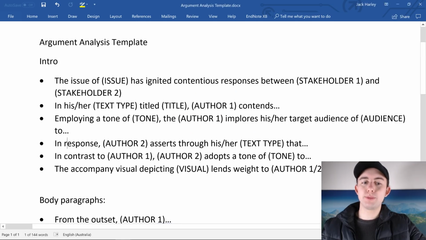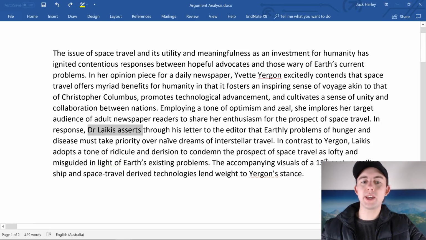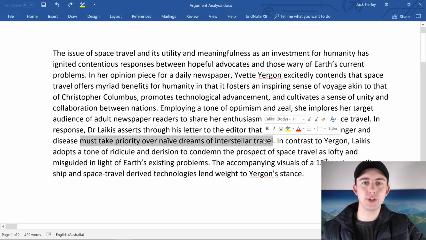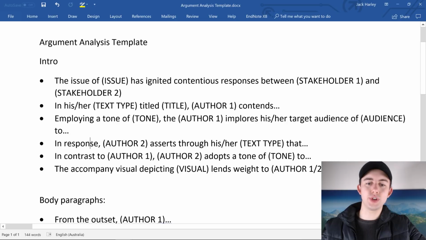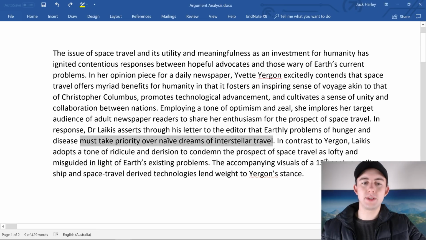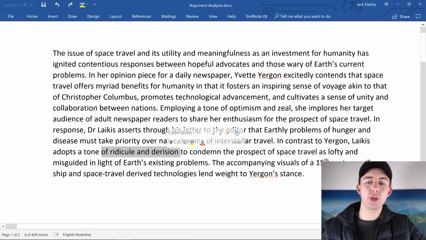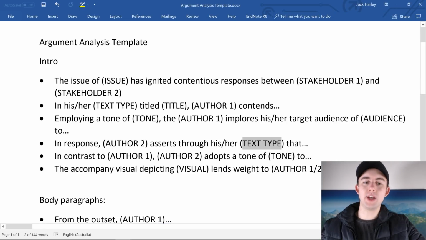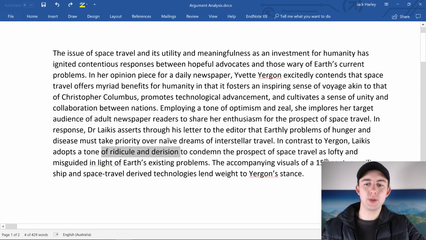Okay, then in response, Dr. Lakis asserts through his letter to the editor that earthly problems of hunger and disease must take priority over naive dreams of interstellar travel. So we've said author 2 asserts through his, response, letter to the editor that something, okay? In contrast to Jurgen, Lakis adopts a tone of ridicule and derision to condemn the prospect of space travel as lofty and misguided in light of Earth's existing problems, right? So we said in contrast, author 2 adopts a tone of this. So that's what we've said there.